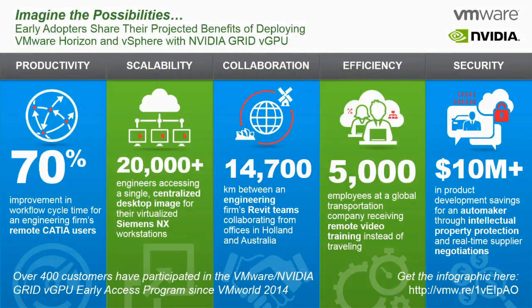So last year, we ran an early access program when we announced Grid vGPU was coming to the VMware platform. We thought we'd have 100 customers who were going to look at it and kick the tires. We had over 600 customers who actually were evaluating it during the time period of the beta last year. And we learned some great things from those customers.